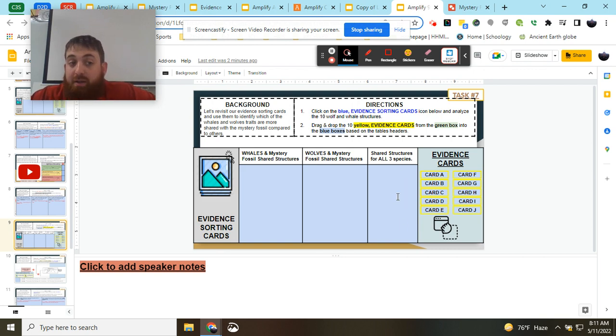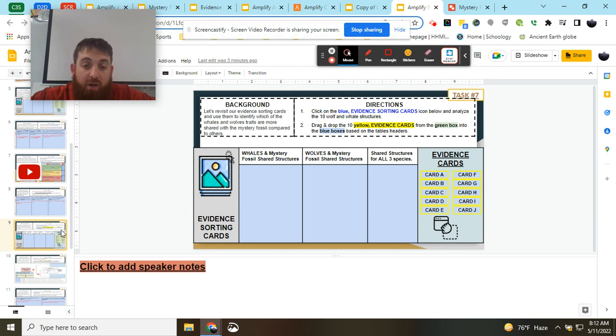If I felt that the whale maybe gave birth to eggs, okay, I would probably say that the mammal birth would be between the wolves and the mystery fossil. So I would drag the mammal live births section here, okay, showing that it is shared amongst only those two species. So now you're sorting the cards based on which column they go under. Do they support that the whales and the mystery fossils have that shared structure, whether it's the teeth, the nostrils, or whatever? Wolves and the mystery fossils, or do all three species share it?